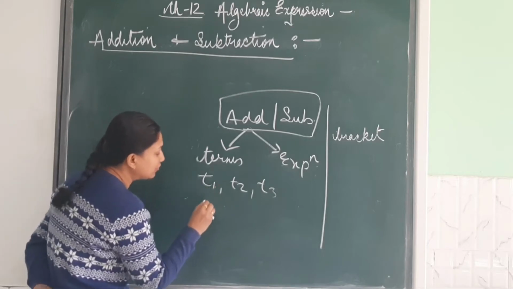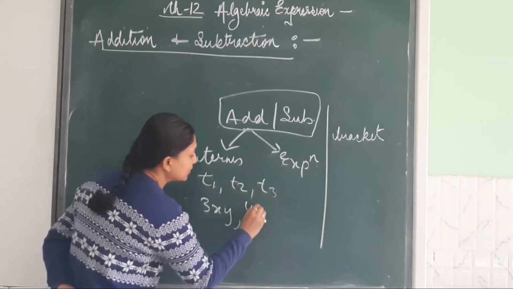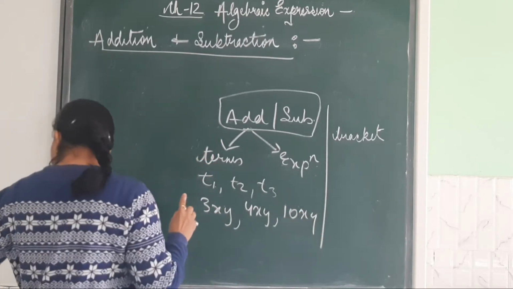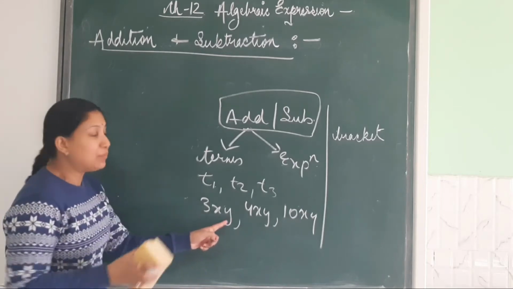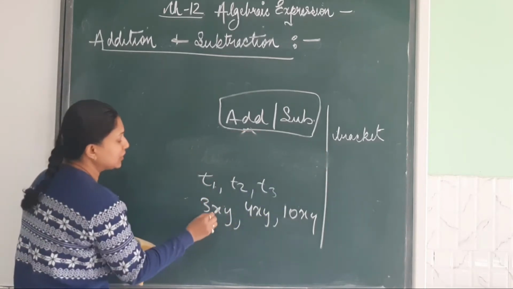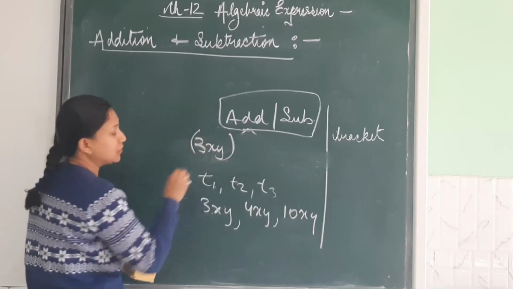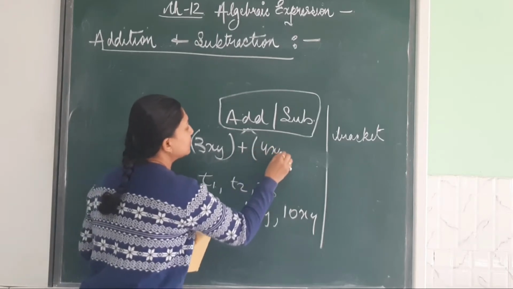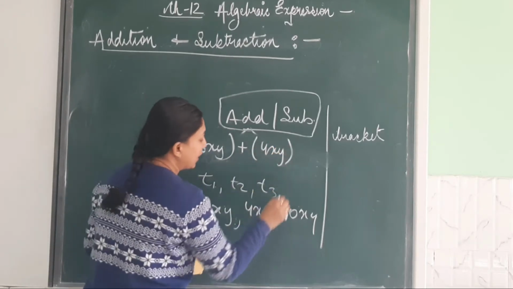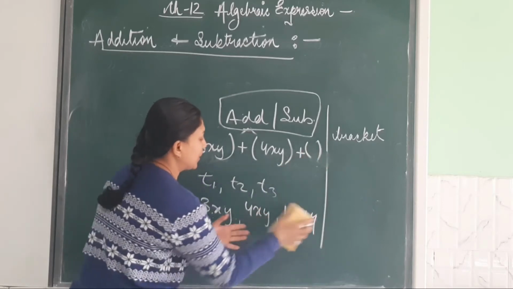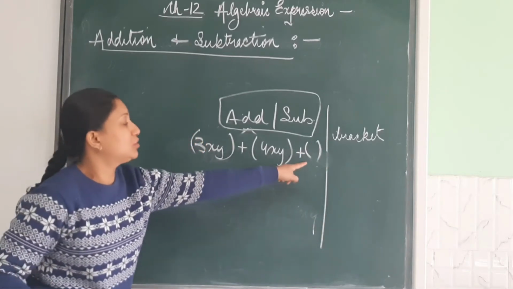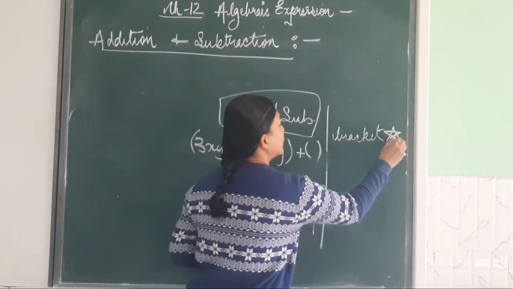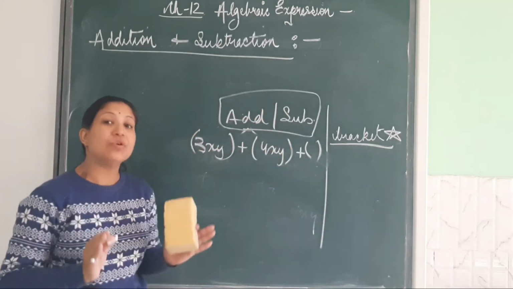Take the example of term 1, 3xy. Here it is 4xy. This is 10xy. What is the first step? The first step is you will put a bracket. See how? This is the term 3xy. Put a bracket. What is asked? To add. Put a plus sign. Again, the next term, put it between brackets. Again, remove the comma and put a plus sign, and then the last term. So you have understood, this is your first step, to put a bracket around the terms or expressions.